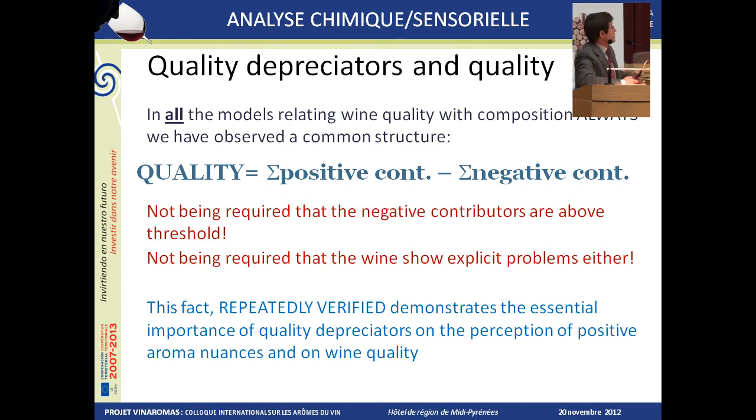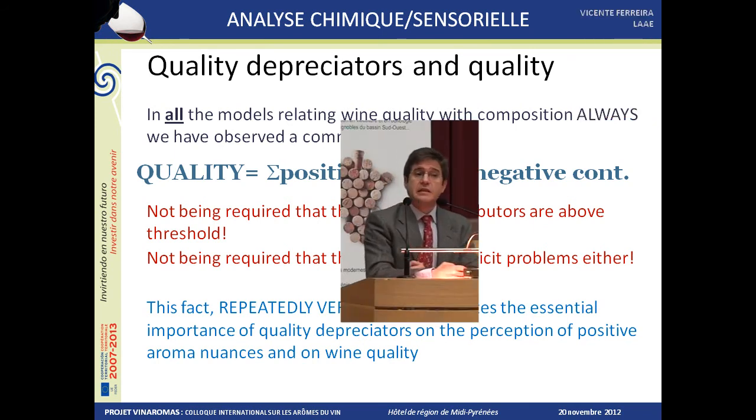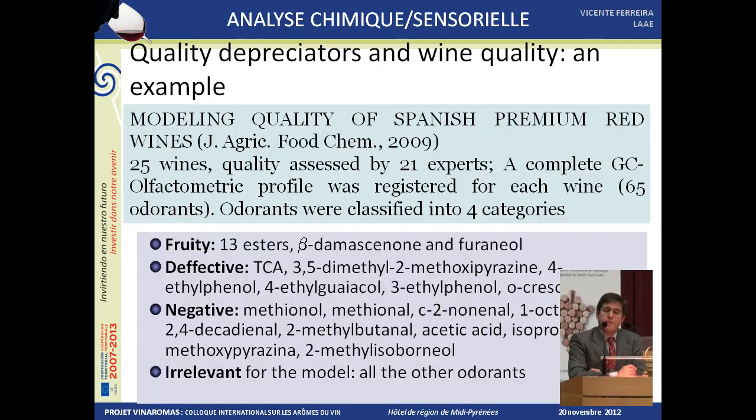So this seems to be a general truth. And of course, take into consideration that it is not really necessary that the negative contributors are above threshold, and it is not required that the wine is in fact smelled or perceived as having an off flavor. So this fact, repeatedly verified, demonstrates the essential importance of quality depreciators on the perception of positive aroma nuances. And to finish, I will show you an example of wine quality. We took 25 Spanish premium red wines. The quality was assessed by 21 experts, and there was a pretty good coincidence.